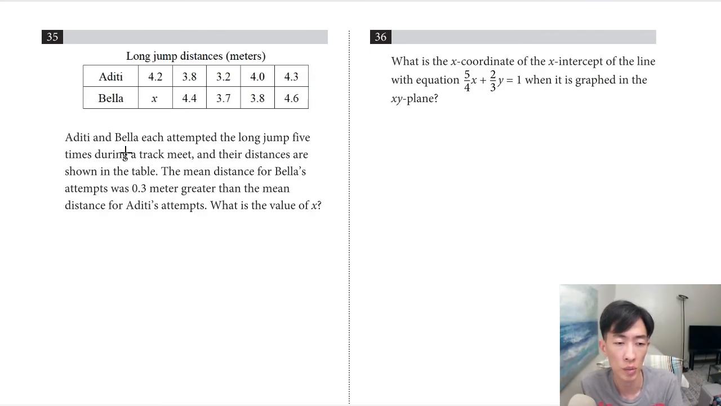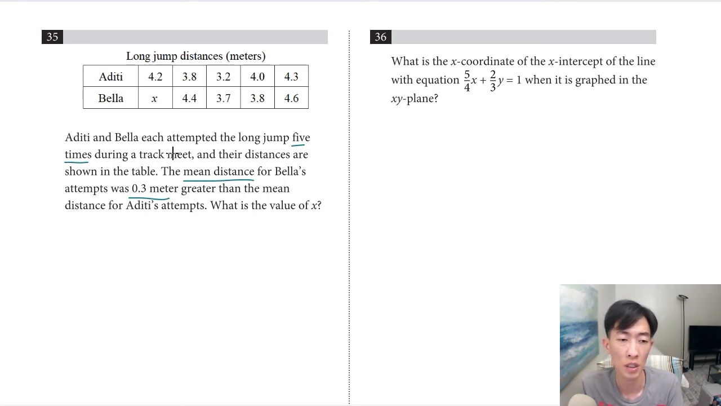Question 35, we've got this chart. It says Aditi and Bella each attempted the long jump 5 times during a track meet, and their distances are shown in the table. The mean distance for Bella's attempts was 0.3 greater than the mean distance for Aditi's attempts. What is the value of x?